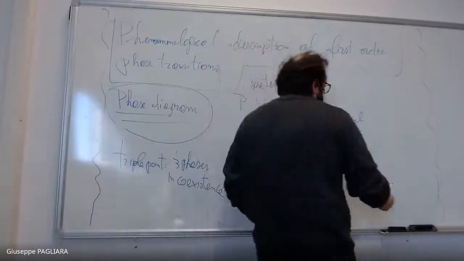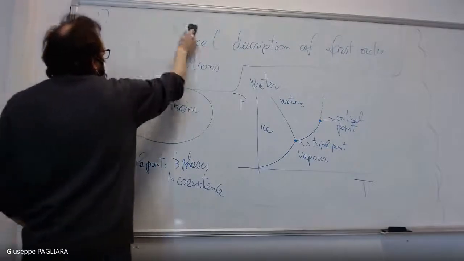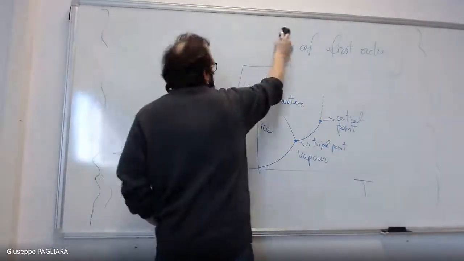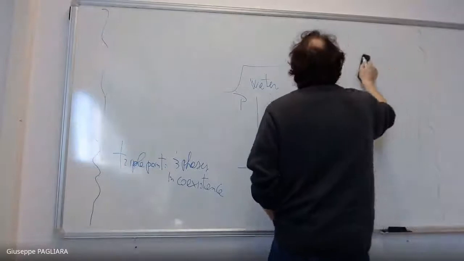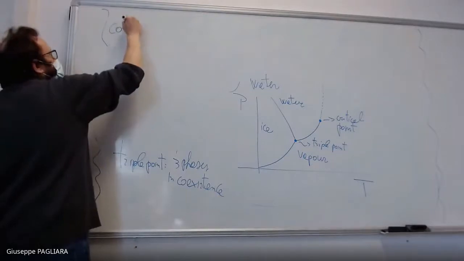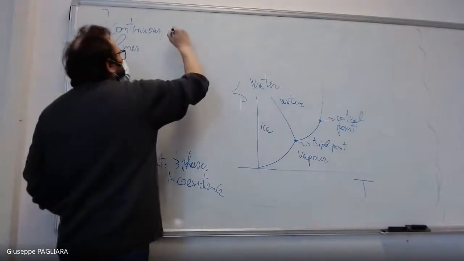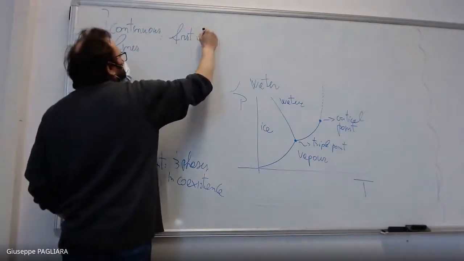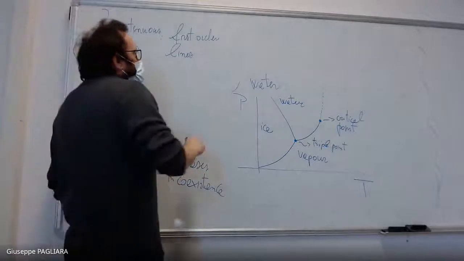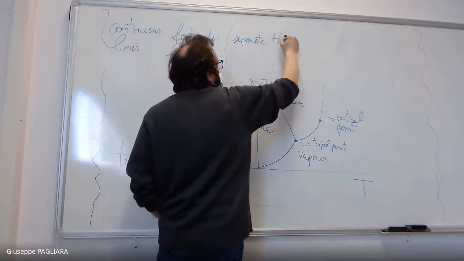Before coming to that, it is better to talk about the meaning of the continuous line. The continuous line, as you see, separates the phases, and they correspond to first order lines, first order phase transitions. What they do is to separate the different phases.